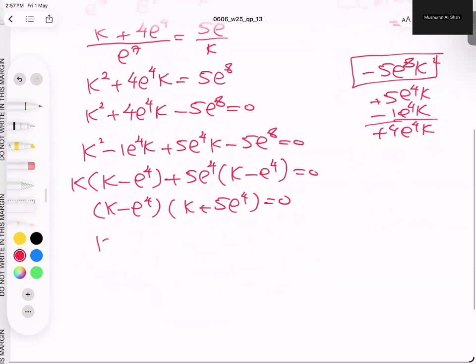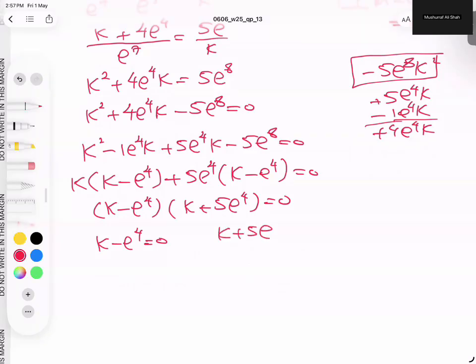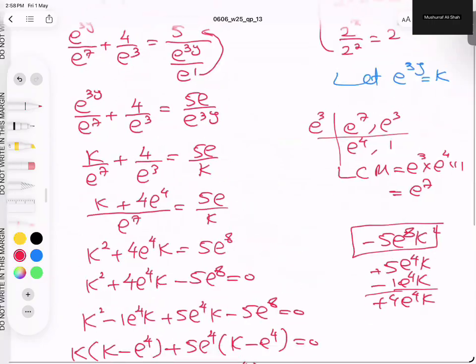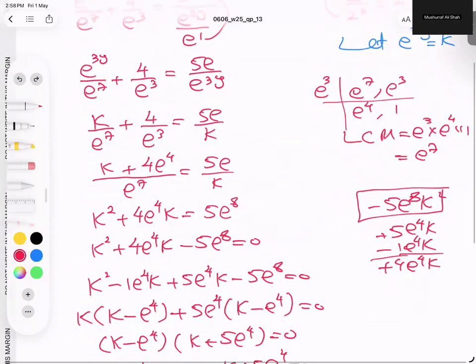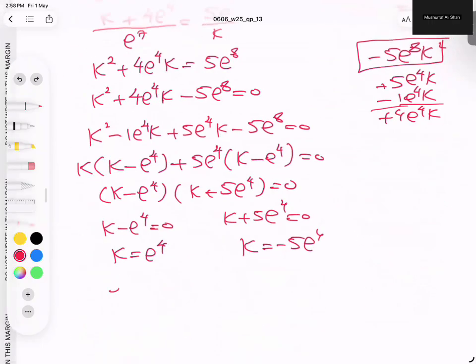Either the first part is equal to 0, students, or the second part. This part is very clear. So k is equal to e to the power 4 and k is equal to negative 5 e to the power 4. I got two values of k, and because I assumed at the top that e to the power 3y is k, I'm writing now here e to the power 3y is equal to k basically.